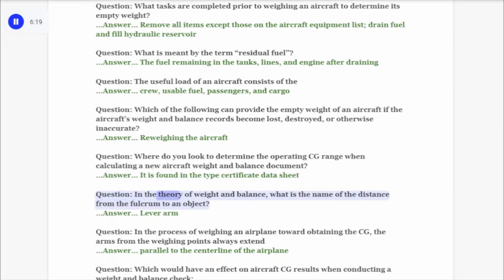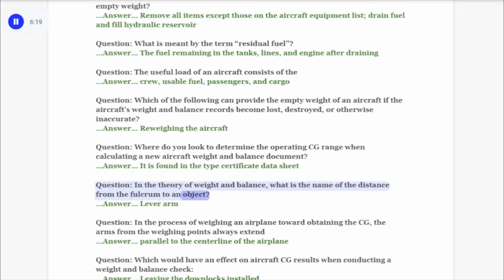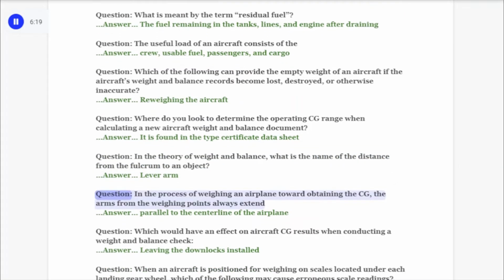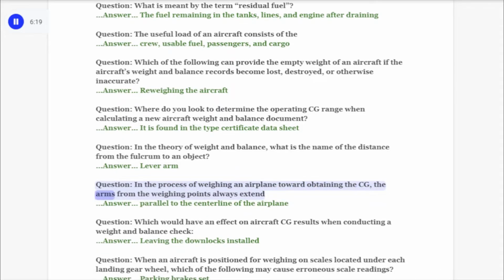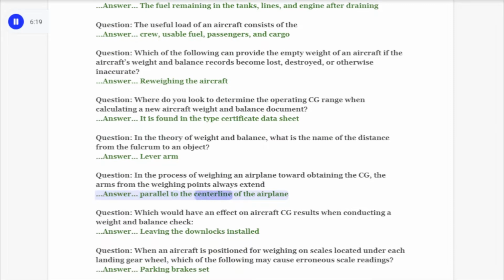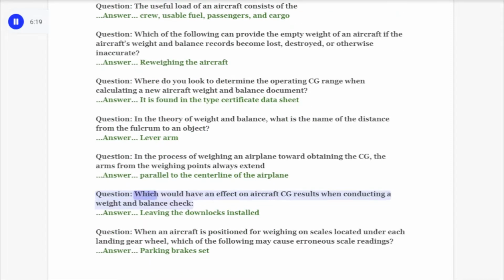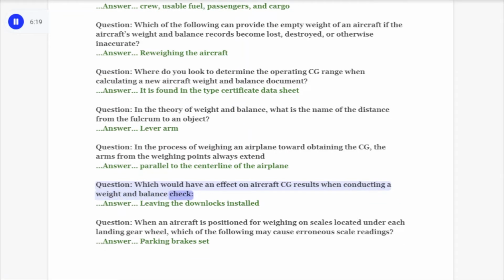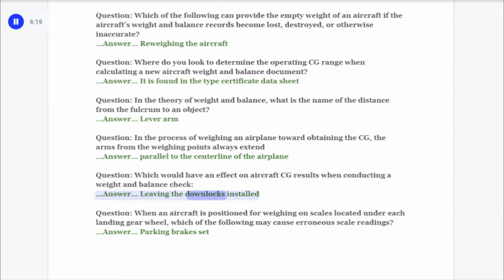Question. In the theory of weight and balance, what is the name of the distance from the fulcrum to an object? Answer. Lever arm. Question. In the process of weighing an airplane toward obtaining the CG, the arms from the weighing points always extend. Answer. Parallel to the centerline of the airplane. Question. Which would have an effect on aircraft CG results when conducting a weight and balance check? Answer. Leaving the downlocks installed.